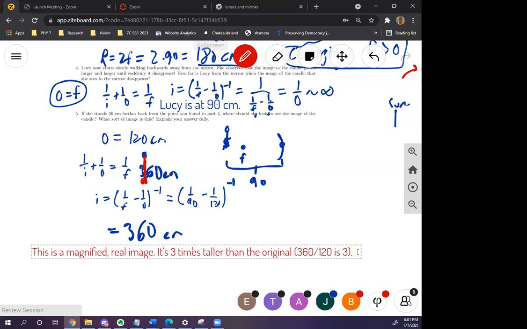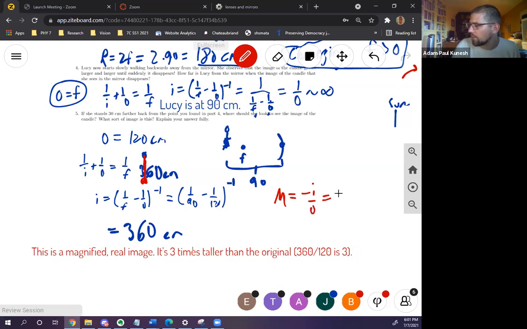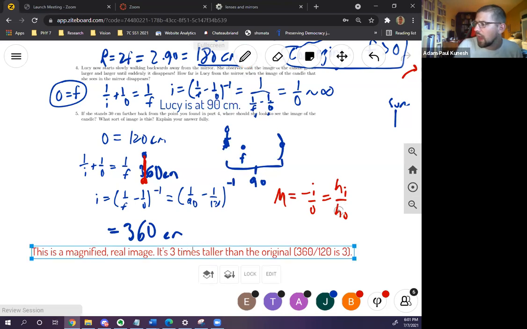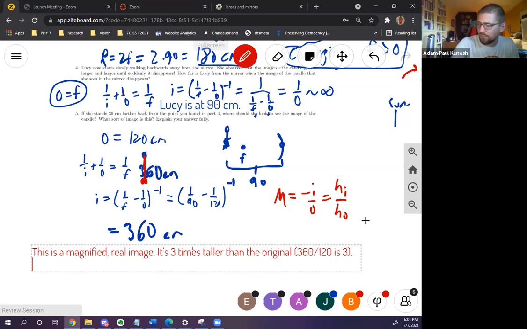Wait, how did you know it was magnified? So I knew it was magnified by the definition of magnification. Magnification is negative image distance over object distance, or the height of the image divided by the height of the object. Okay, thank you. Yeah, sure thing.